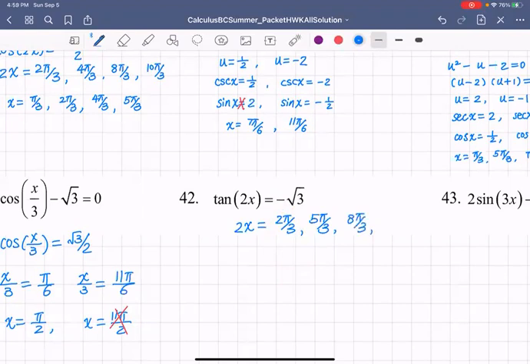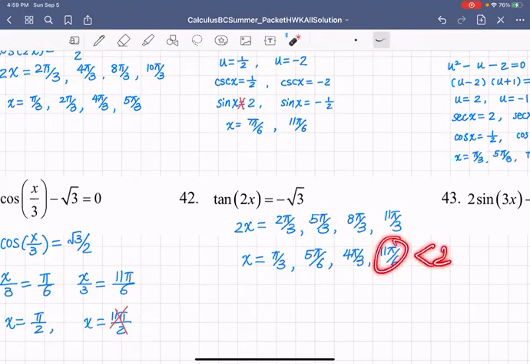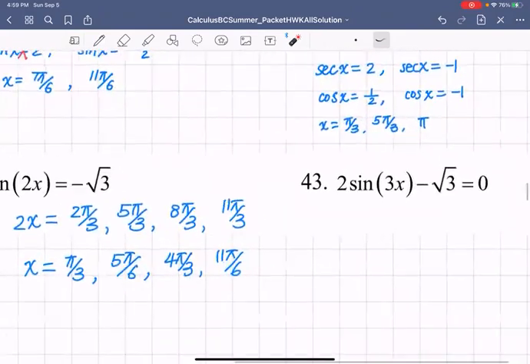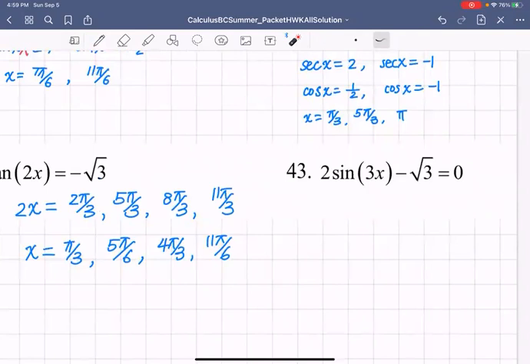And 11 pi over 3. x equals? Yeah, pi over 3 and then 5 pi over 6, 4 pi over 3, and 11 pi over 6. This is less than 2 pi, so that's it. All of them are correct. Correct? Correct. Brian, 43.